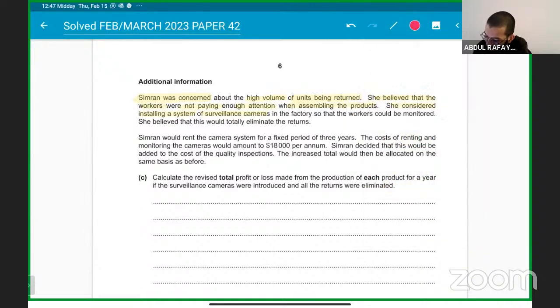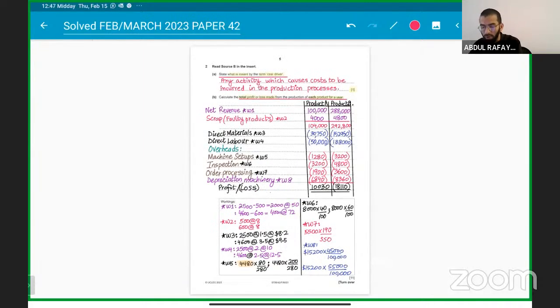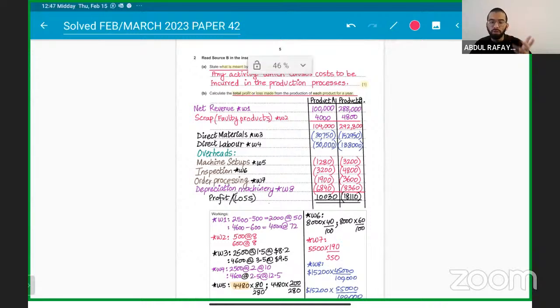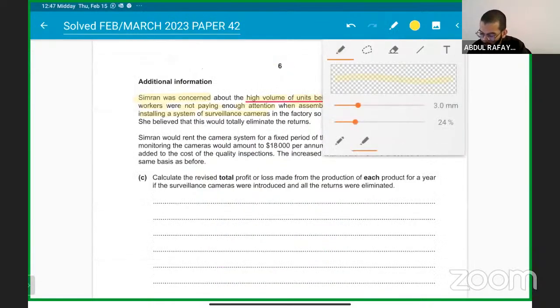Okay, so what we can clearly see here is that she is concerned about the high volume of units being returned, as we can see that 500 units of product A are being returned, and 600 units of product B are being returned. Getting it, guys? Clear?